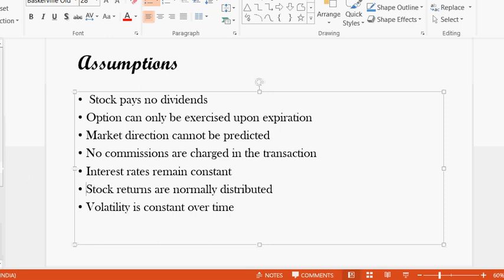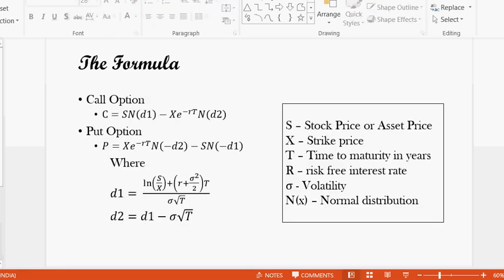Now we look at the formula to calculate the option premiums. To calculate the call option premium, we are assuming the call option premium to be C. To calculate C, we are going to take S into N of D1 minus X into e to the power of minus RT into N of D2. Here S stands for the stock price or the asset price. N of D1 is nothing but the normal distribution value of D1. X stands for the strike price, R for the risk-free interest rate, T for the time to maturity in years, and N of D2 is nothing but the normal distribution value of D2.